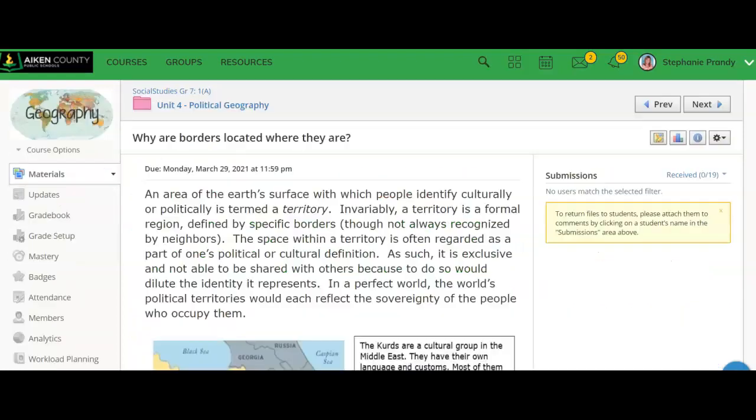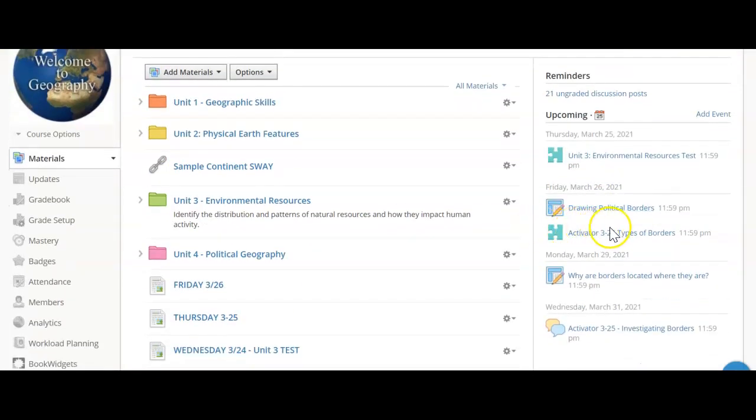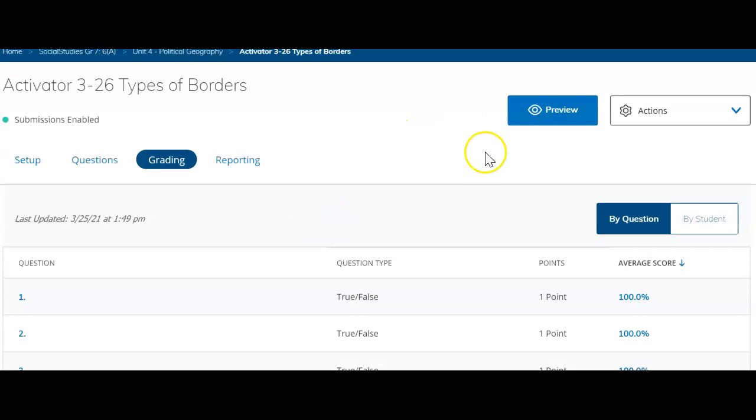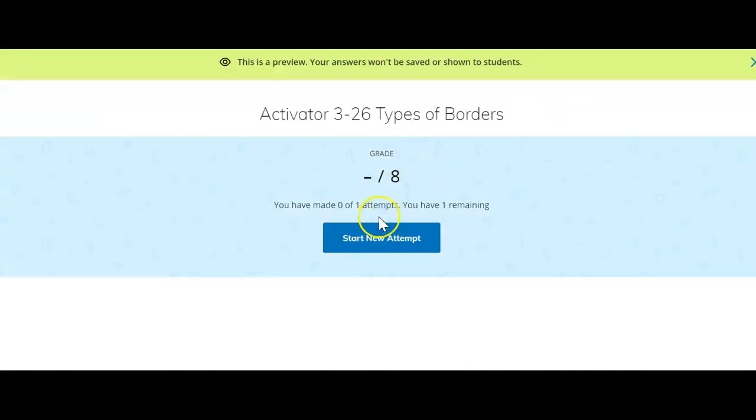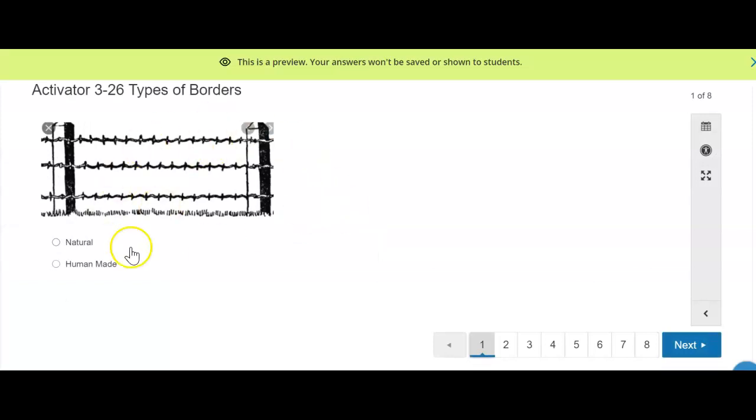All right, so let's take a look at our activator for today. We're back on our home page, and your activator today is called 326 type of borders. In your activator, you're going to go to preview mode and start your attempt. You are simply going to look at the picture and decide, is that a natural, physical border, or is that a human-made border? And then just keep scrolling through.